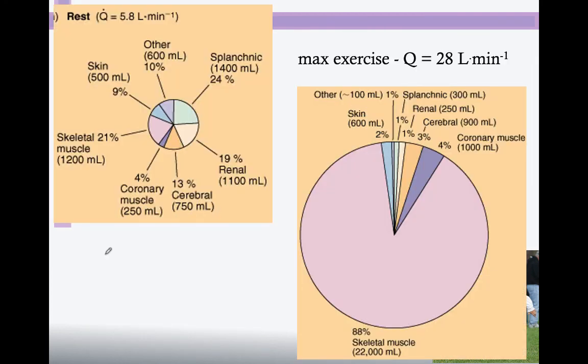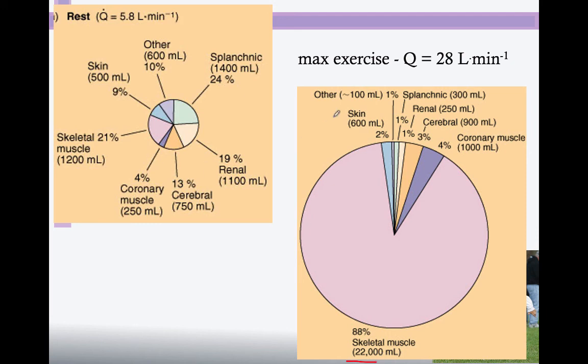And then again, here's blood flow distribution. And now the blood flow to the skeletal muscles has just increased a huge amount. It's over 22 liters per minute. That's a lot of blood. That's like 11 2-liter Coke bottles filled up with blood, and they're filled up in 1 minute.